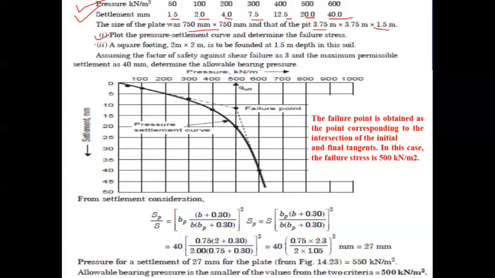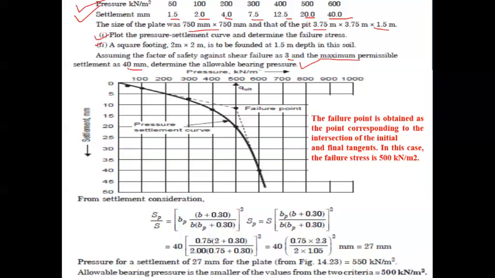This is the first sub question. And the second sub question is: a square footing 2 meter by 2 meter is to be founded at 1.5 meter depth in this soil. Assuming the factor of safety against shear failure 3 and maximum permissible settlement 40 mm, determine the allowable bearing pressure.